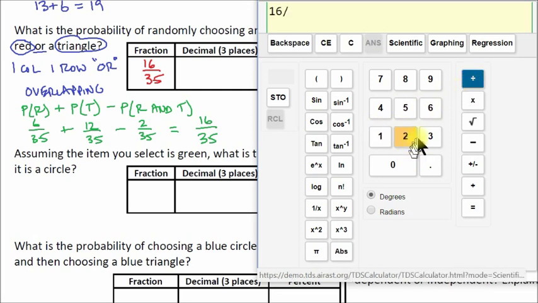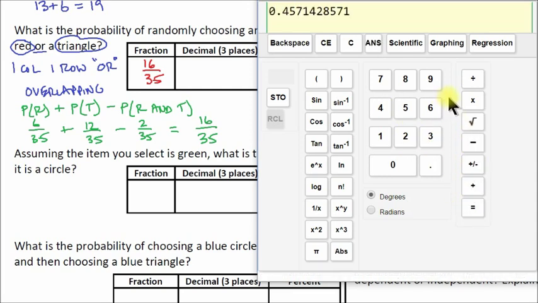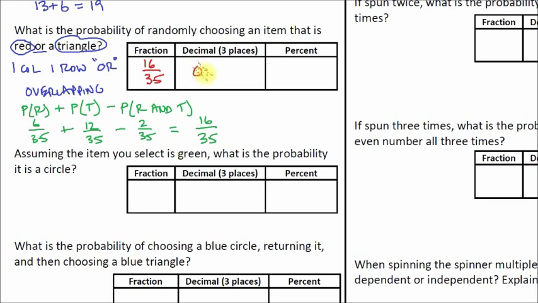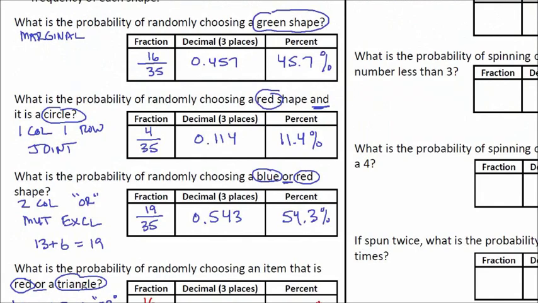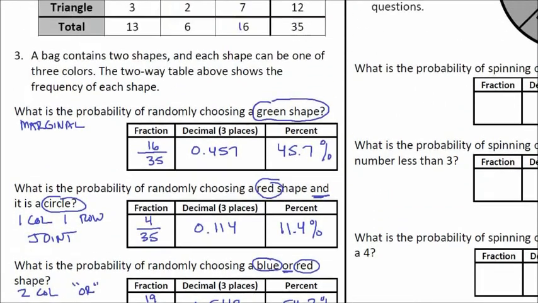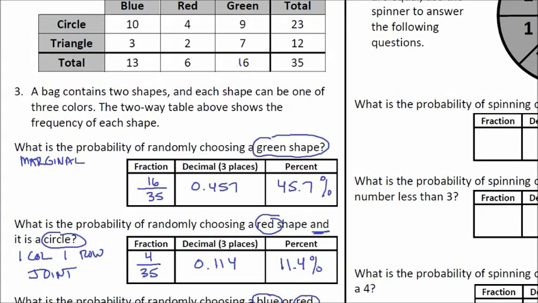16 divided by 35 equals 0.457, or 45.7%. Why does that sound so familiar? Let's take a look. Oh, we had that same probability for the marginal probability of a green shape.